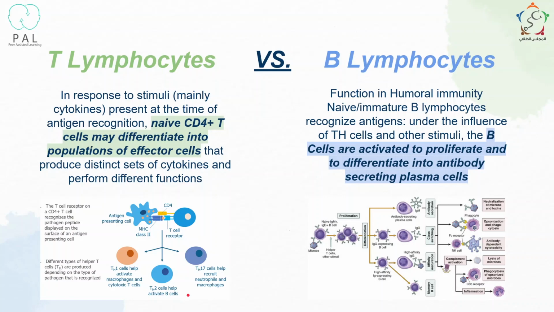So just to quickly go over them, Th1, TB, activate macrophages. TB is an example. Th2, activate B cells, recruit eosinophils. Asthma is an example. Now, B lymphocytes, they function in humoral immunity. Now, there are naive or immature B lymphocytes. They recognize antigens and under the influence of Th cells, which help in stimulating them, B cells get activated and proliferate and differentiate into antibody-secreting plasma cells.